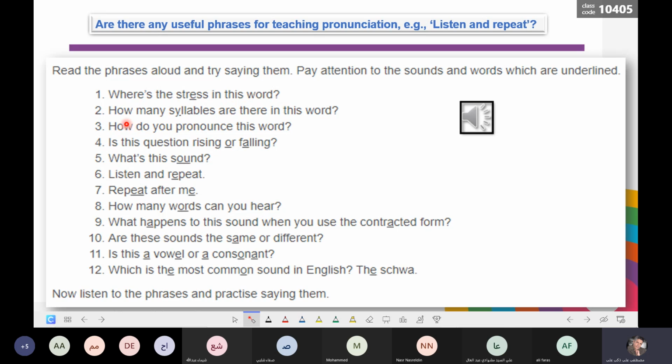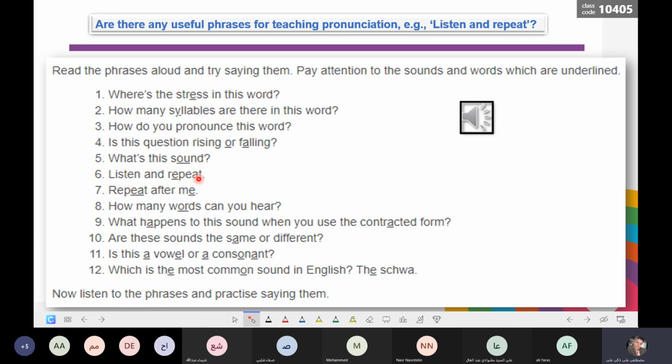How many syllables are there in this word? How do you pronounce this word? Is this question rising or falling? This is question number 4, relating to teaching intonation, and we'll talk about this. What's this sound?